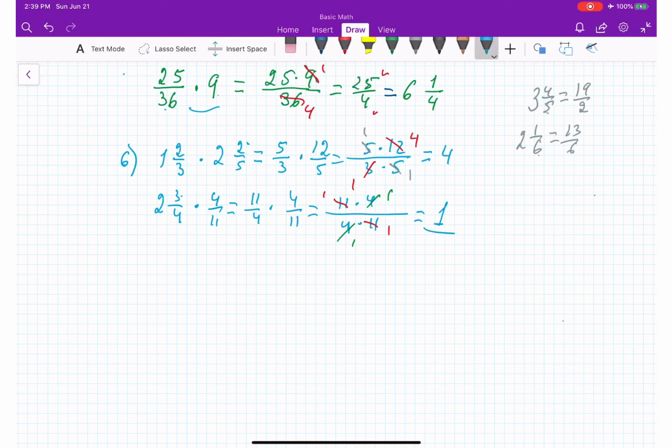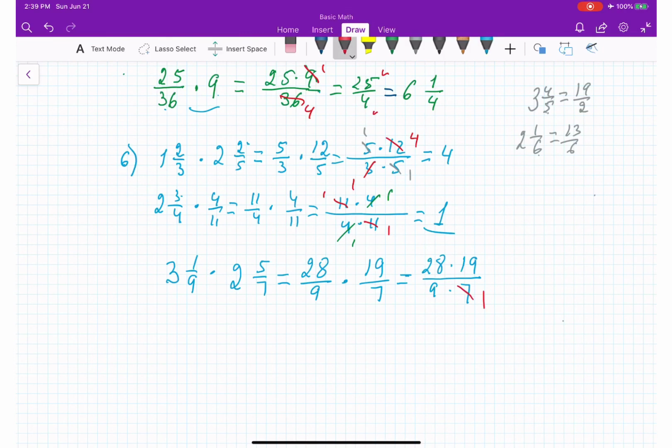So let's do another one. 3 and 1 over 9 times 2 and 5 over 7. What do we get here? 3 and 1 over 9 is 3 times 9, 27, and 1, 28 over 9, times 2 times 7, 14, plus 5 is 19 over 7. So we get 28 times 19 over 9 times 7. All we can reduce is 28 and 7. Both of them I can divide by 7. So this is 7 by 7, 1. 28 by 7 is 4. So the answer is going to be 4 times 19.